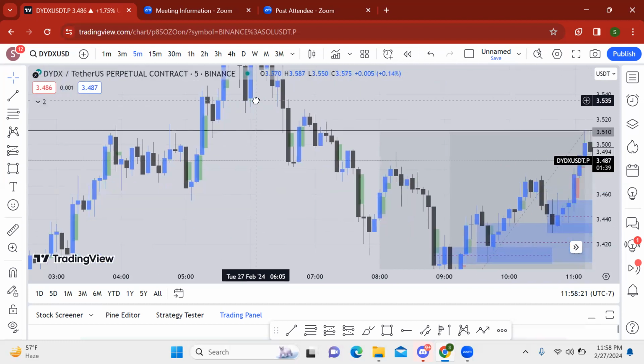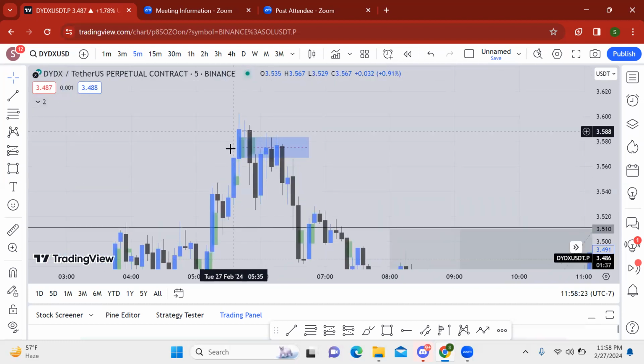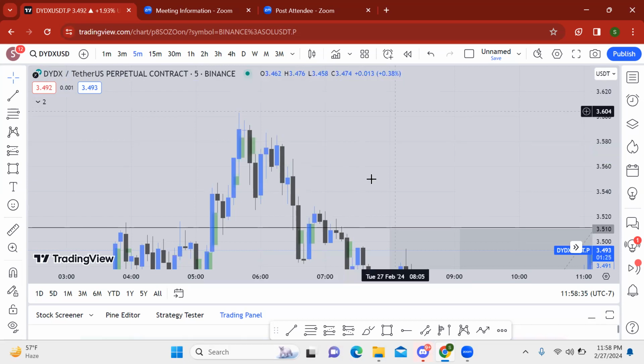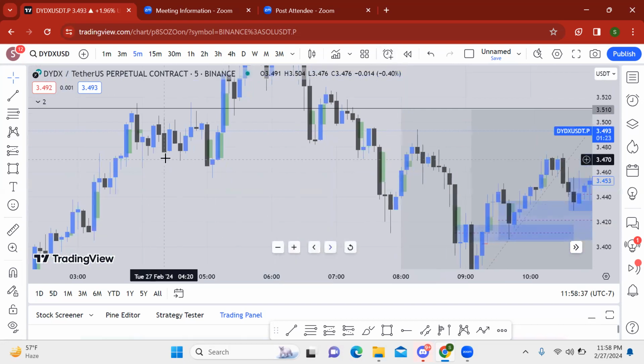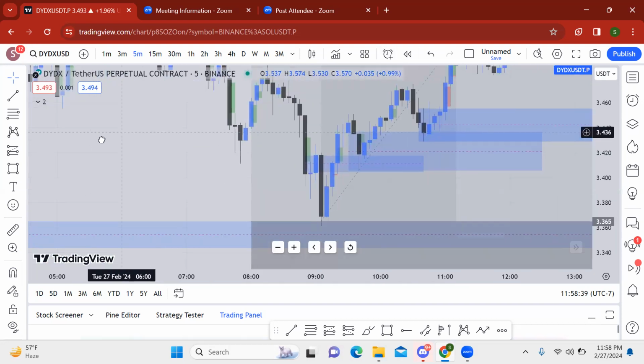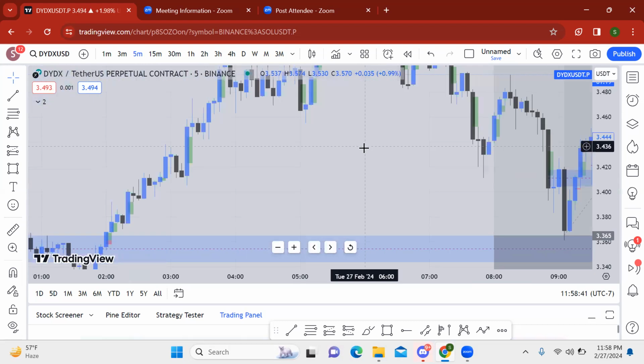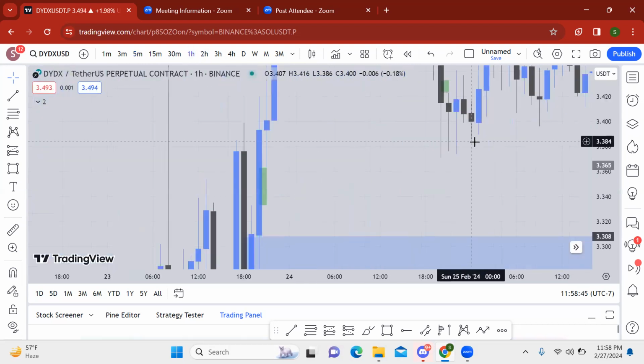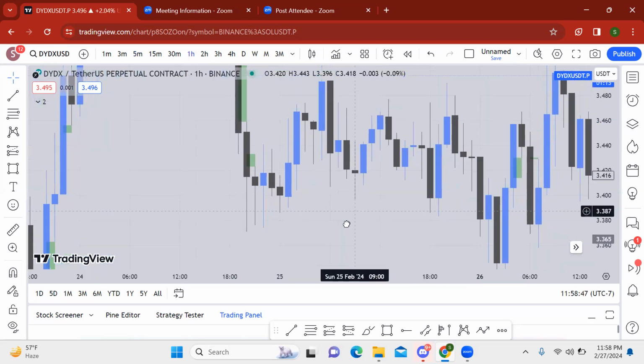These are fair value gaps usually formed at the top, and when you are in scalping mode, if you have an edge on scalping, these will work. Other than that, they will work rarely. They will form rarely, very rarely. If I find one on the real chart, I will show you.